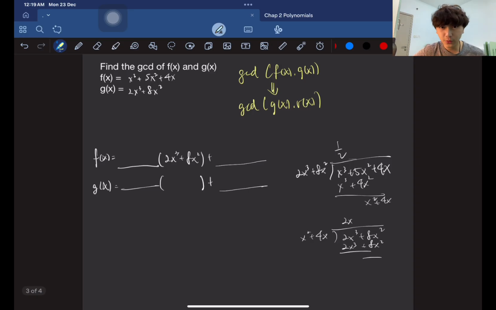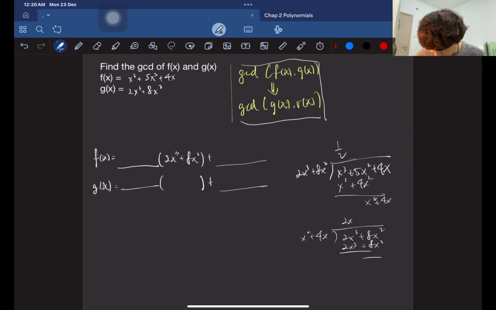So now let's do this question. Find the GCD of f(x) and g(x). So here I have g(x) and f(x). Then by the theorem we have just learned, GCD(f(x), g(x)) can be written as GCD(g(x), r(x)) because the multiple doesn't affect the GCD. So let's turn the f(x) into something with g(x).